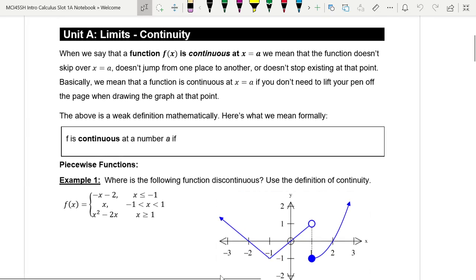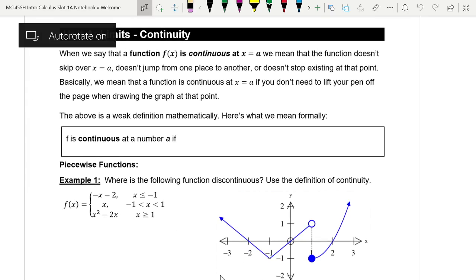When we say that a function is continuous at x equals a, we mean that the function doesn't skip over x equals a, it doesn't jump from one place to another, or it doesn't stop existing at that point. Basically, a function is continuous at x equals a if you don't need to lift your pen off the page when drawing the graph at that point. And that is a very weak definition mathematically. So let's give you a formal definition.